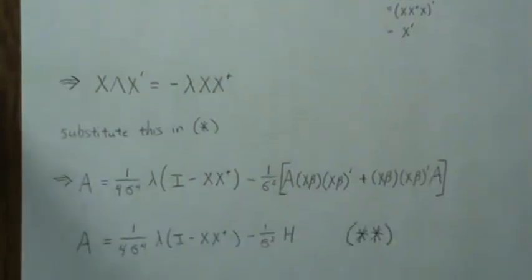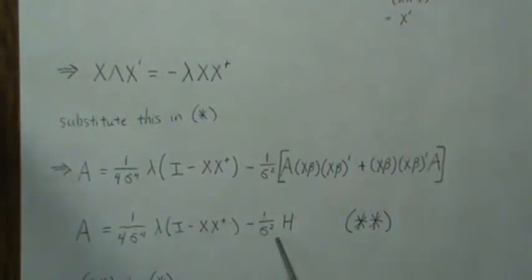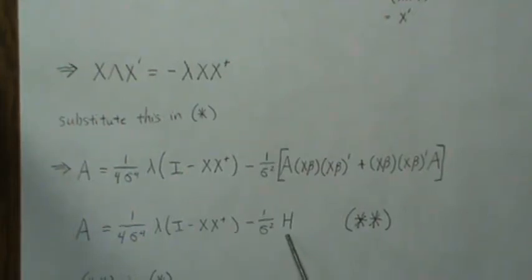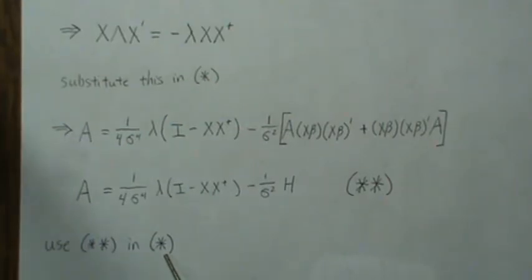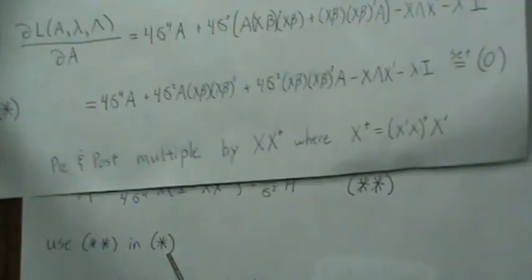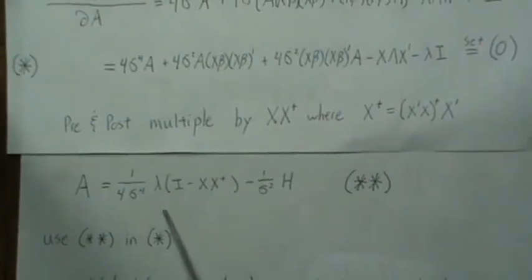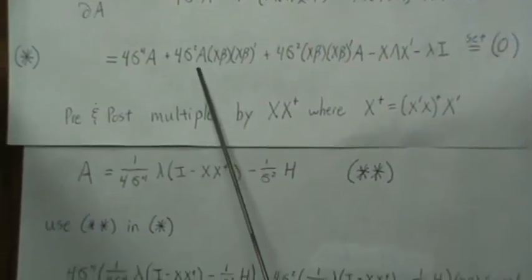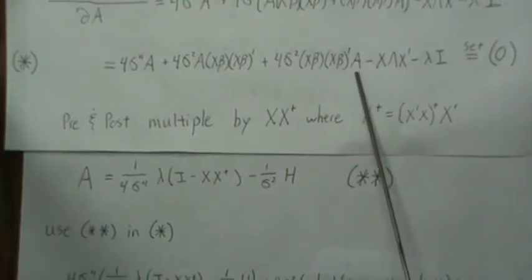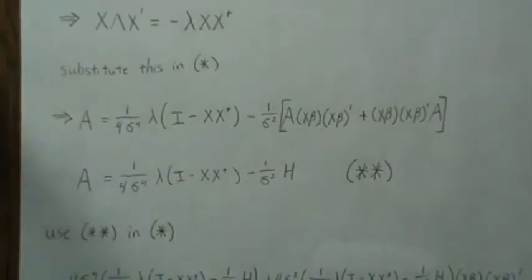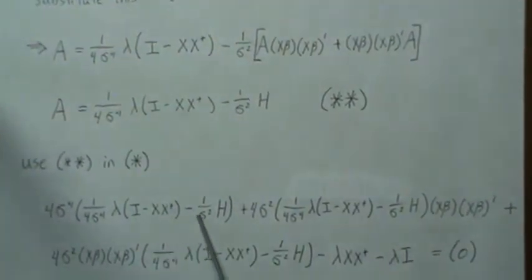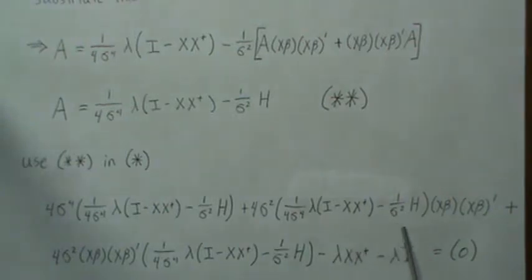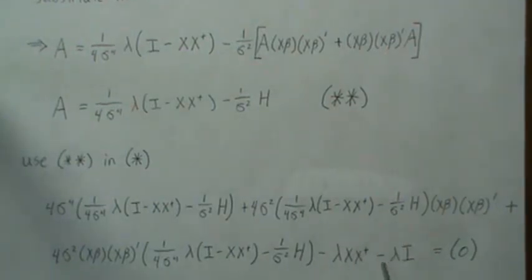So we're going to call this H, double star. So if we use double star back into star, we're going to put this A in here, wherever there's an A, which is this. Okay, so this is A, and then we stick it in here, and here, and then there's no A here.